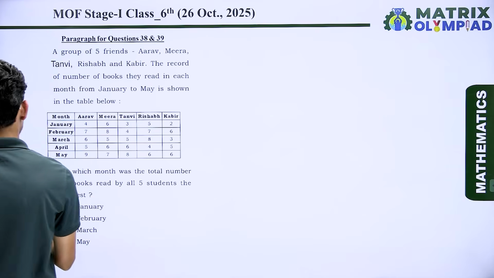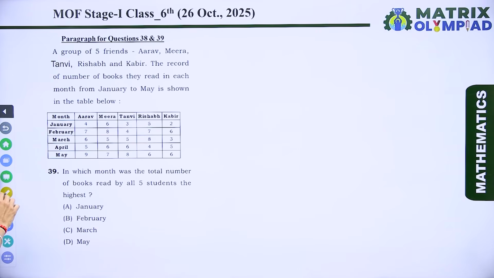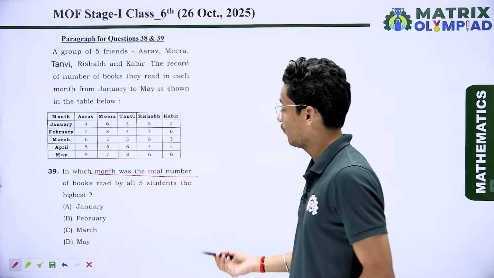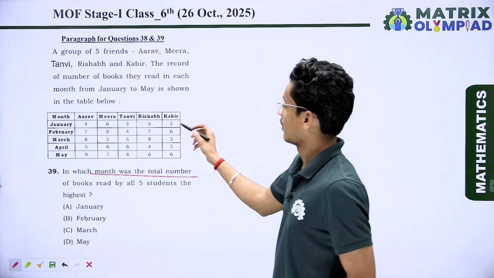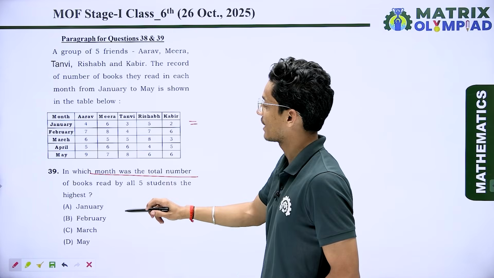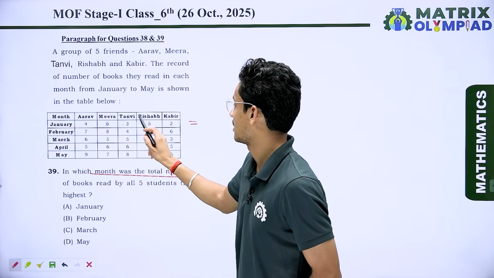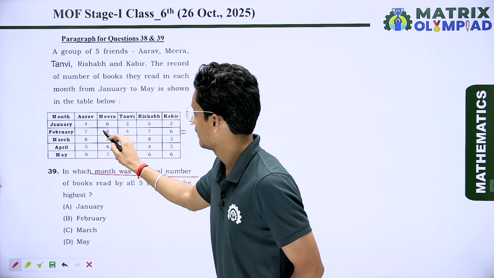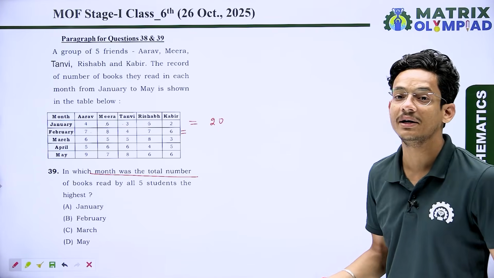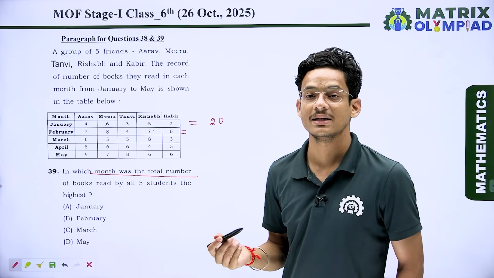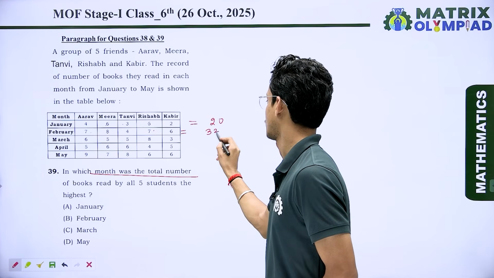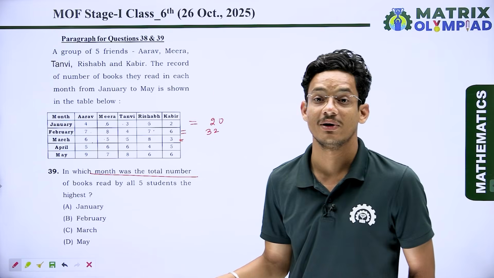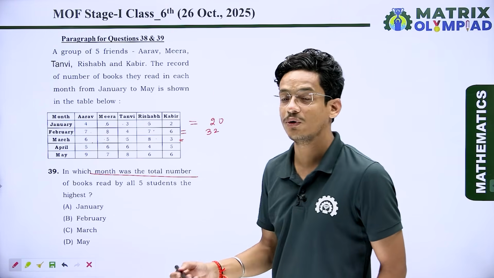So now if I talk about the next question, which is again based on the same paragraph, the question is, in which month was the total number of books read by all 5 students the highest? So if we add all these books in the month of January, I can write here 6 plus 4, 10, 10 plus 3, 13, 13 plus 5, 18, 18 plus 2, 20. The next, 7 plus 8, here we get 15, 15 plus 4, 19, 19 plus 7, 26, and 26 plus 6, 32.